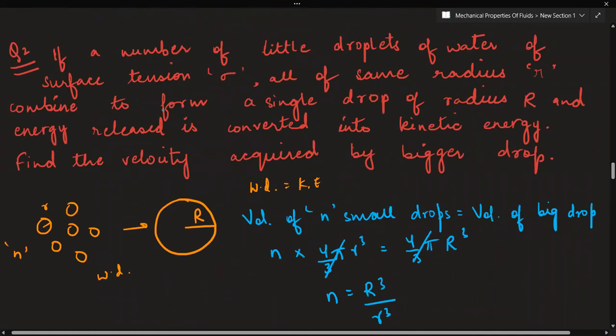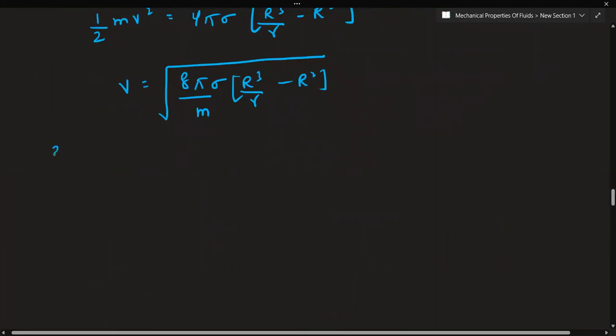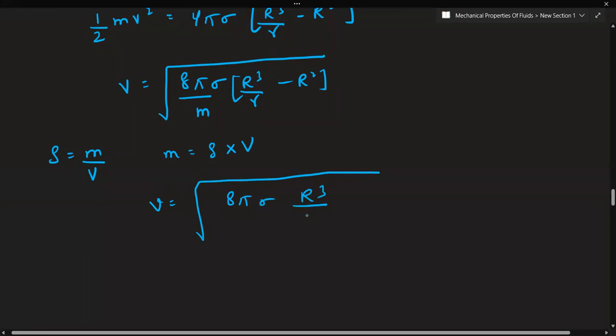It says a number of little droplets of water of surface tension sigma combined to form a single drop of radius capital R and energy is converted. It means there is no mention of mass. So we have to eliminate the mass also. Density is given by mass by volume. So to eliminate the mass, we can simply multiply density with volume. Understood? So let's write V equal to under root 8 pi sigma R cube by small r minus r square.